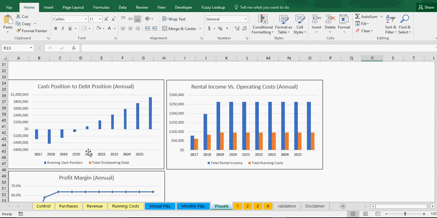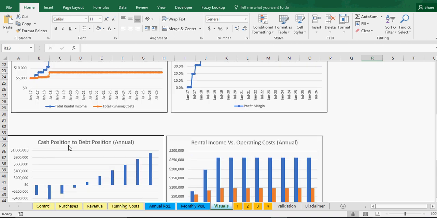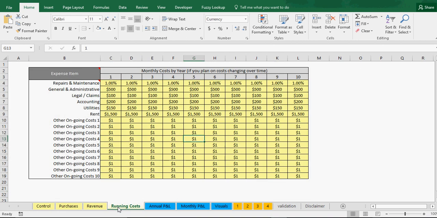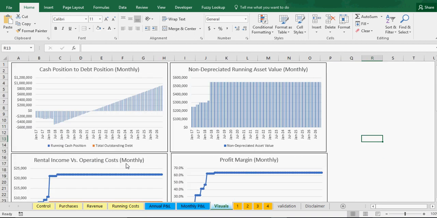Now here's interesting. You can see it on an annual basis. Rental income versus operating expenses, cash position to debt. No debt, so there's no debt marker there, and then profit margin on an annual basis. So let's look at this. Our chart says we need about 498,000, but if you add debt, your cash flow is going to be a little bit less because you also have to pay the debt service.